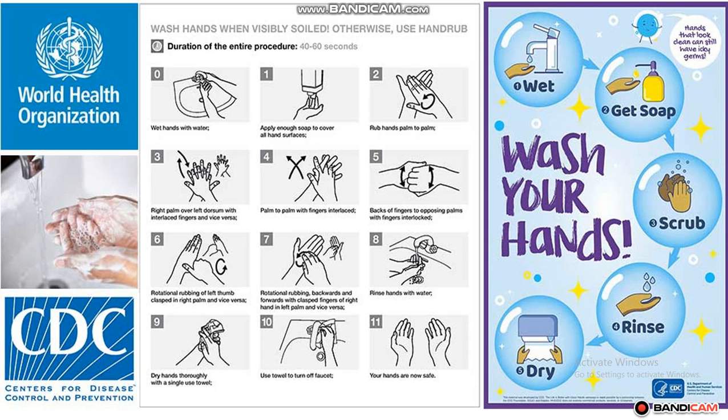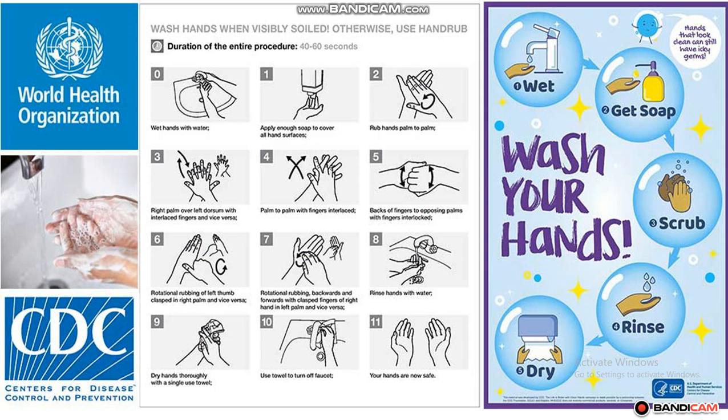And you all know how to wash the hands. Once again, I'll just remind you: take a sufficient amount of soap and cover the hand surface. Rub palm to palm, right palm over the left palm, interlacing the fingers, and vice versa. Then back of the fingers, opposing palms with fingers interlocked, and rotational rubbing of the left thumb clasped in the right hand and vice versa, and rotational rubbing backwards and forwards with clasped fingers of the right hand in the left palm and vice versa.